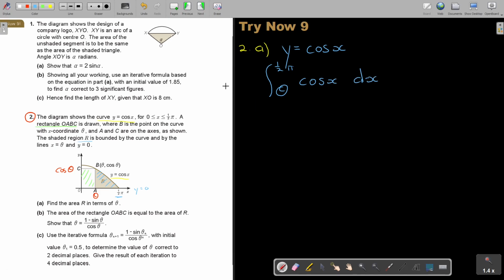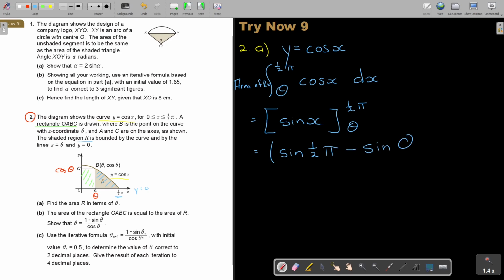And I forgot to say that's the area of R. Now I'm just going to do that. If I integrate cos, what is that going to be? Please, otherwise go to your summary at the back of chapter 12. But that's sin x. And then that's going to be a half pi, and that's theta. Okay, and then I substitute. So it's sin a half pi minus sin theta.